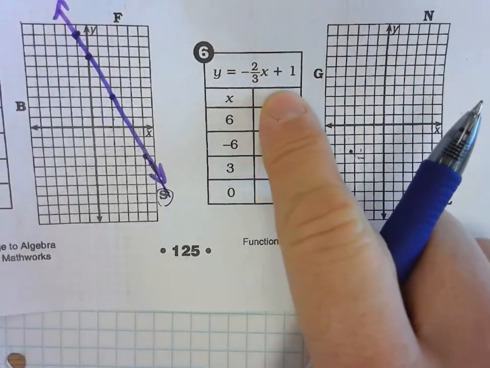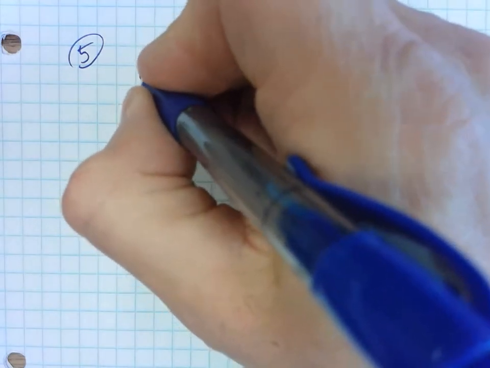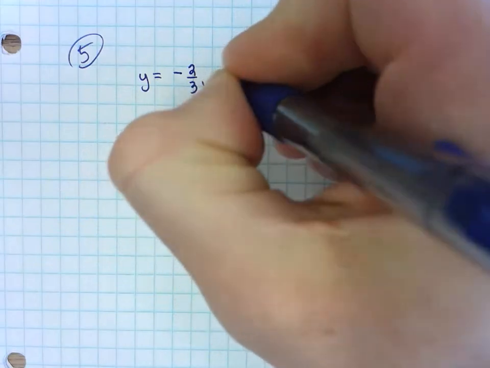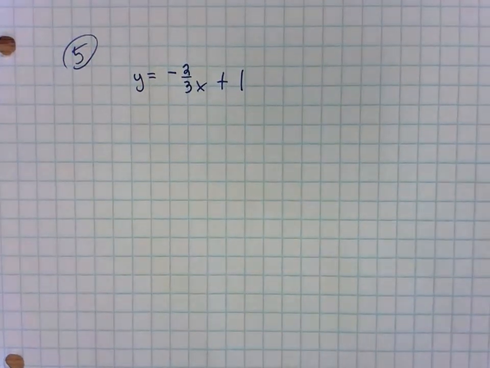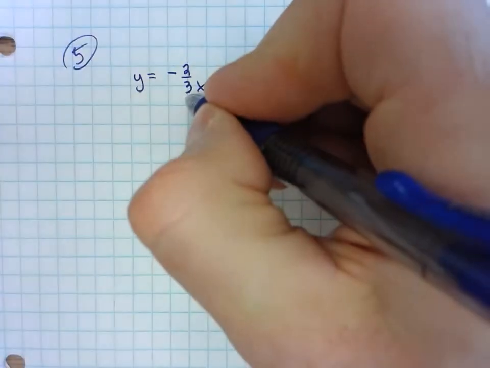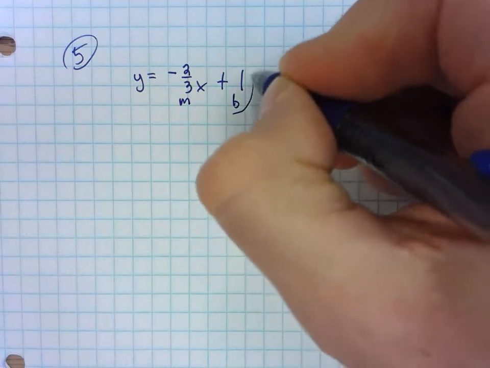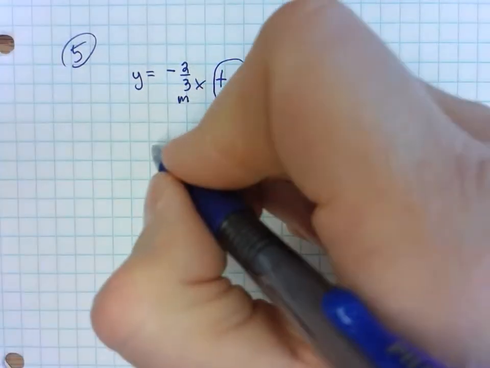y equals -2/3 x plus 1. Again, that is in slope-intercept form. This is the m, and this is the b. You can see with that there is a plus sign, so that is going to be a positive. We'll talk about that in a second.